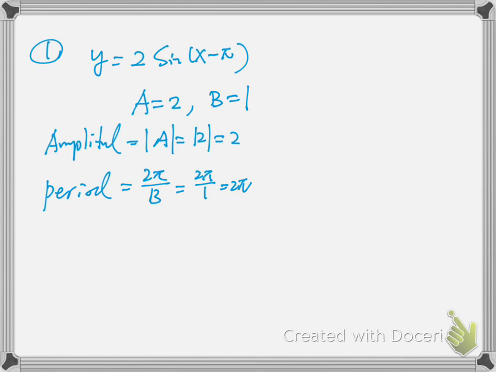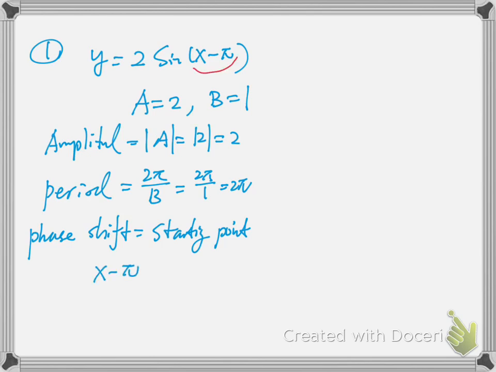And then the last question is the phase shift, or the starting point of the curve. This whole thing, x minus pi, the input of the sine function, equals 0. So plus pi, you get x is pi. So that's the three pieces of information that we need to draw a picture.